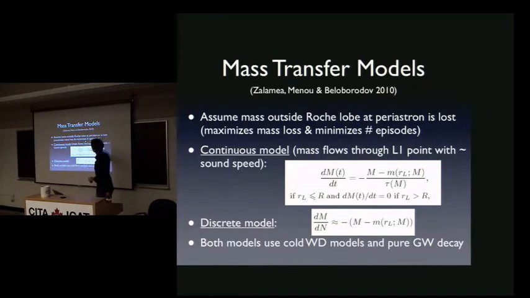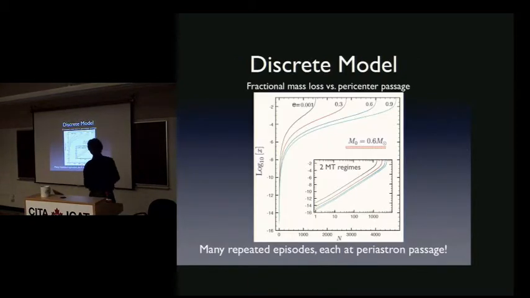And so we minimize the number of episodes of mass transfer. If you do that, what we find is that you start by transferring a part in ten to the fifth outside the Roche limit at periastron passage. You cube that, it's a part in 10 to the 15. So it's a tiny amount of the white dwarf that you transfer.